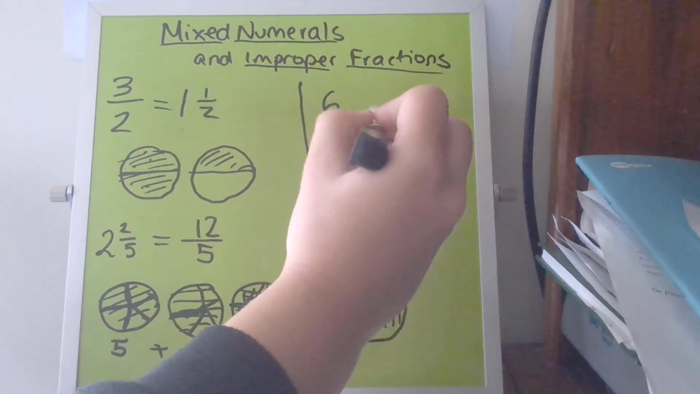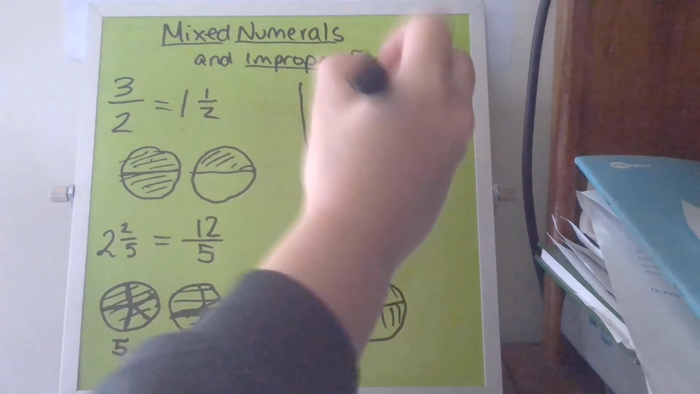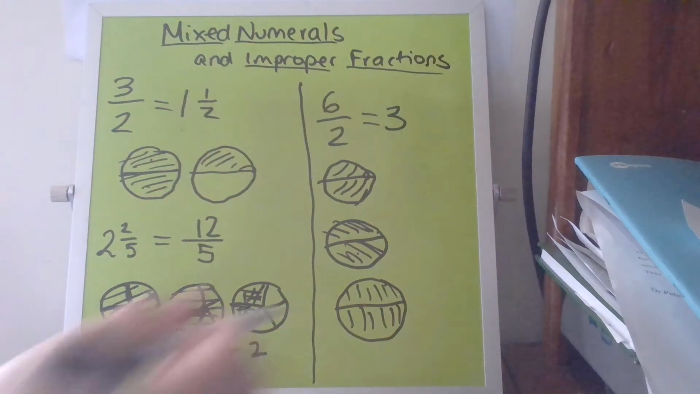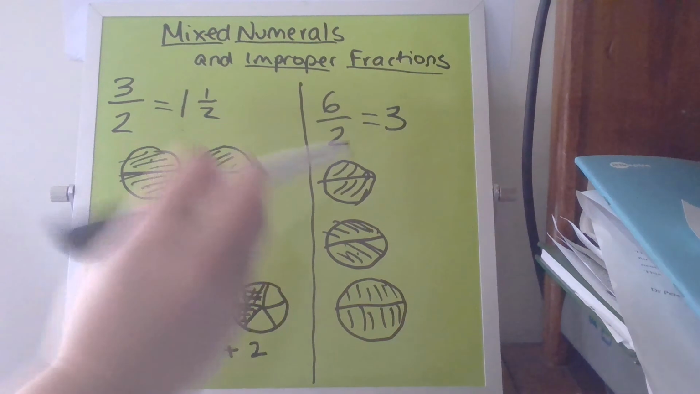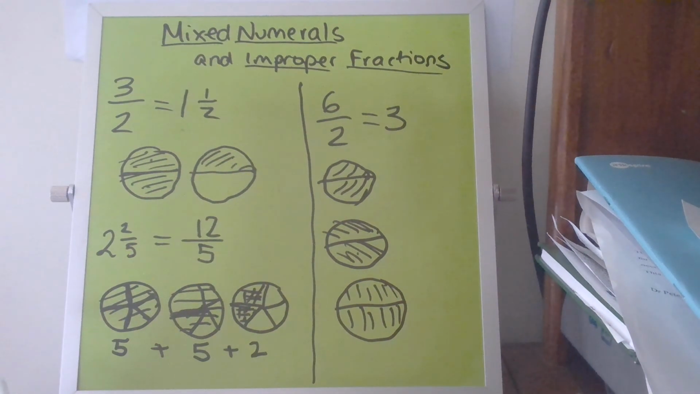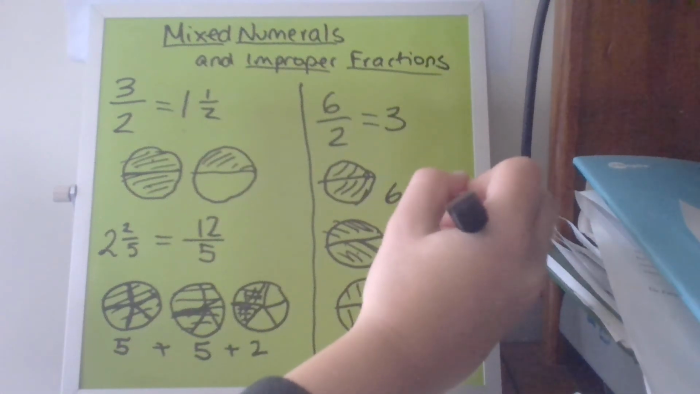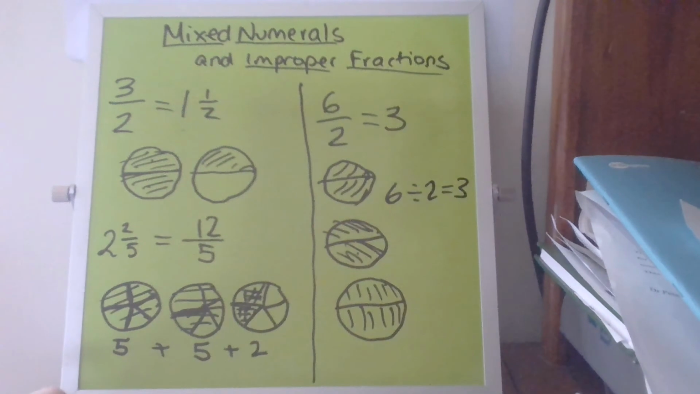So that means, how many wholes do I have? I have 1, 2, 3 full wholes, and I've got nothing left over. So I'm actually going to leave that as just the plain number 3. You might notice that I can do 6 divided by 2 and I'll also get 3. And that's because sometimes we can think of fractions as actually dividing. 6 divided by 2 is 3.